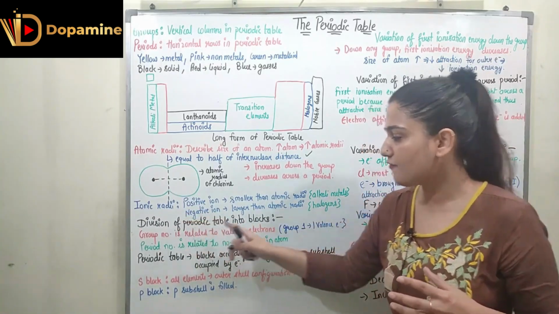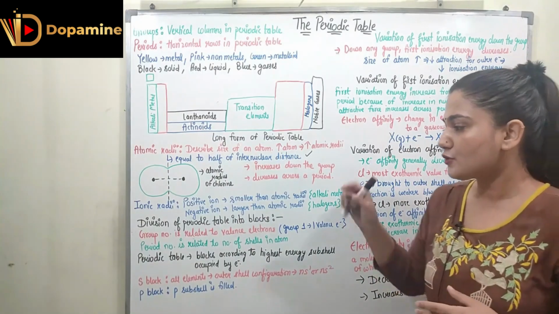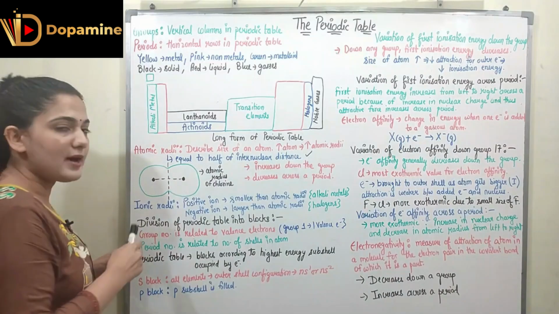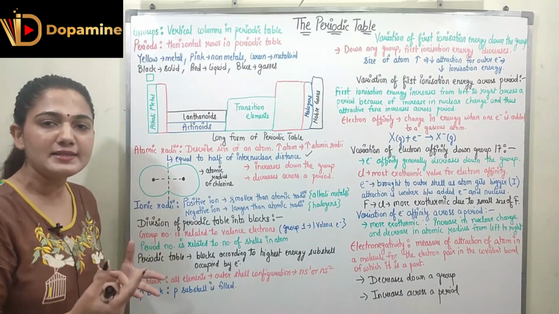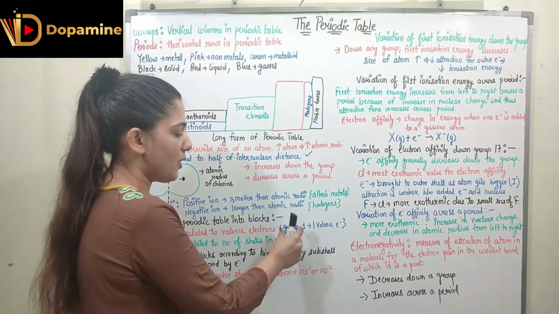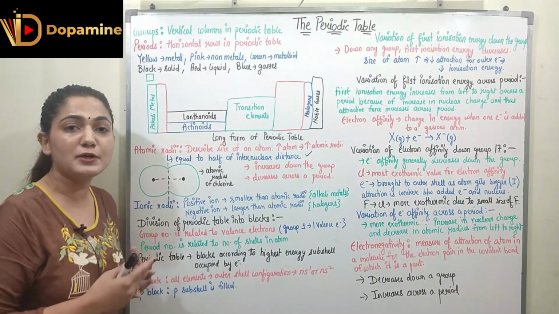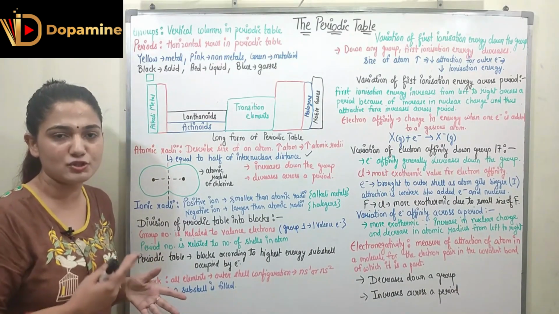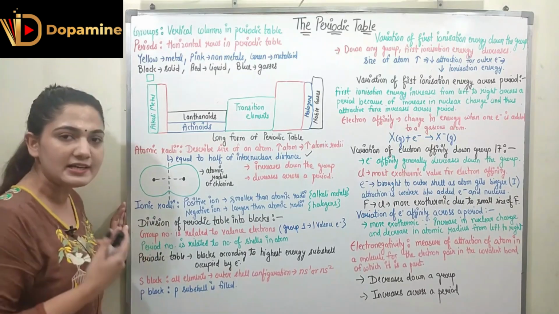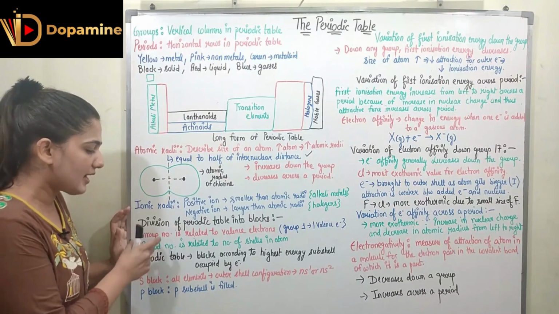Now coming to the division of the periodic table into different blocks. How do we divide the periodic table into different blocks? First of all, I am going to take the group number. For the group number, I have to see the valence electrons. The valence electrons are equal to the group number. If I see group number 1, the valence electron would be 1. If I see group number 2, the valence electrons would be 2. If I see group number 13, the valence electrons would be 3. So the group number is related to the valence electrons, and based upon the valence electrons, the period can be found.